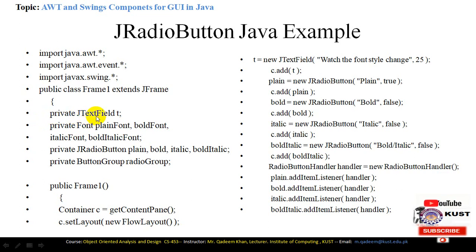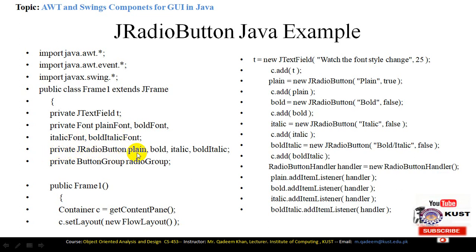Next, we have private JTextField t. This is the Java text field, and t is the instantiated object of the JTextField. Here we just declare the objects, not define them. Then we have private Font plain font, bold font. It is the Font class. The class contains different sorts of fonts of the text. Here we have just declared objects: plain font, bold font, italic font, bold italic font.